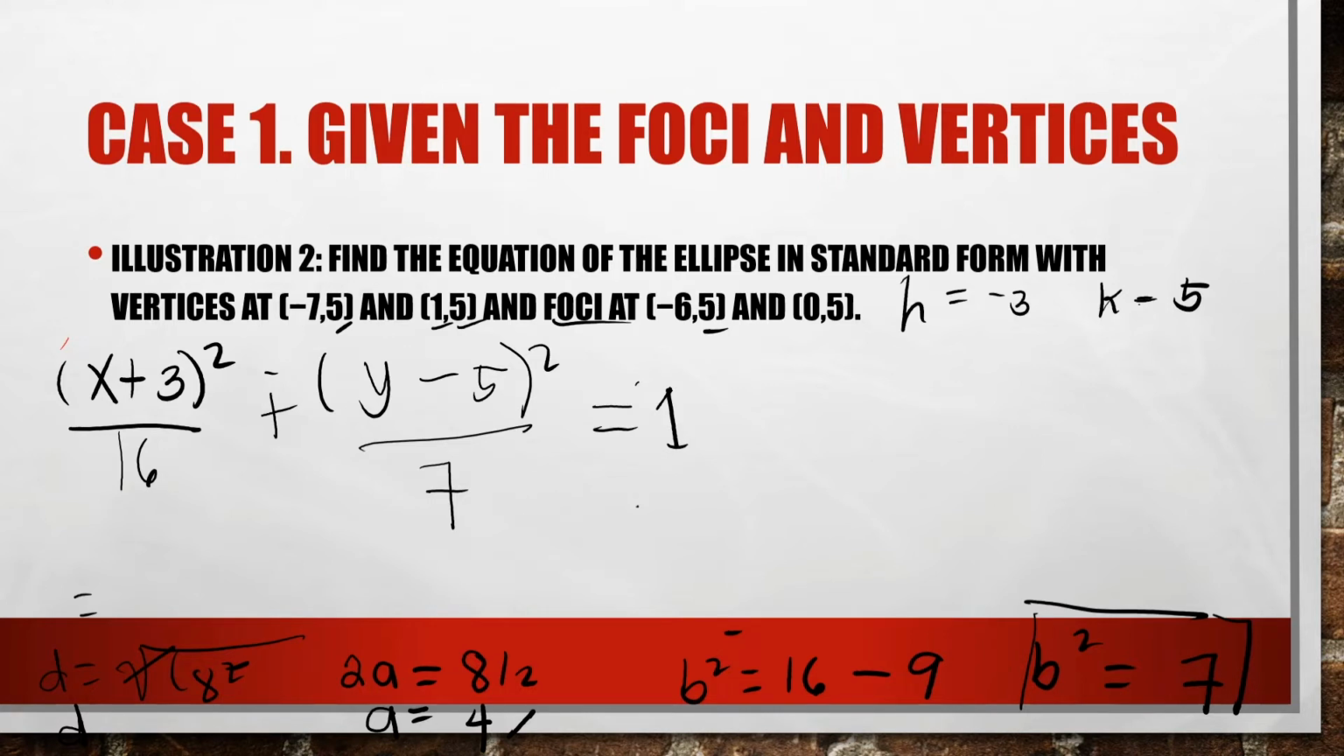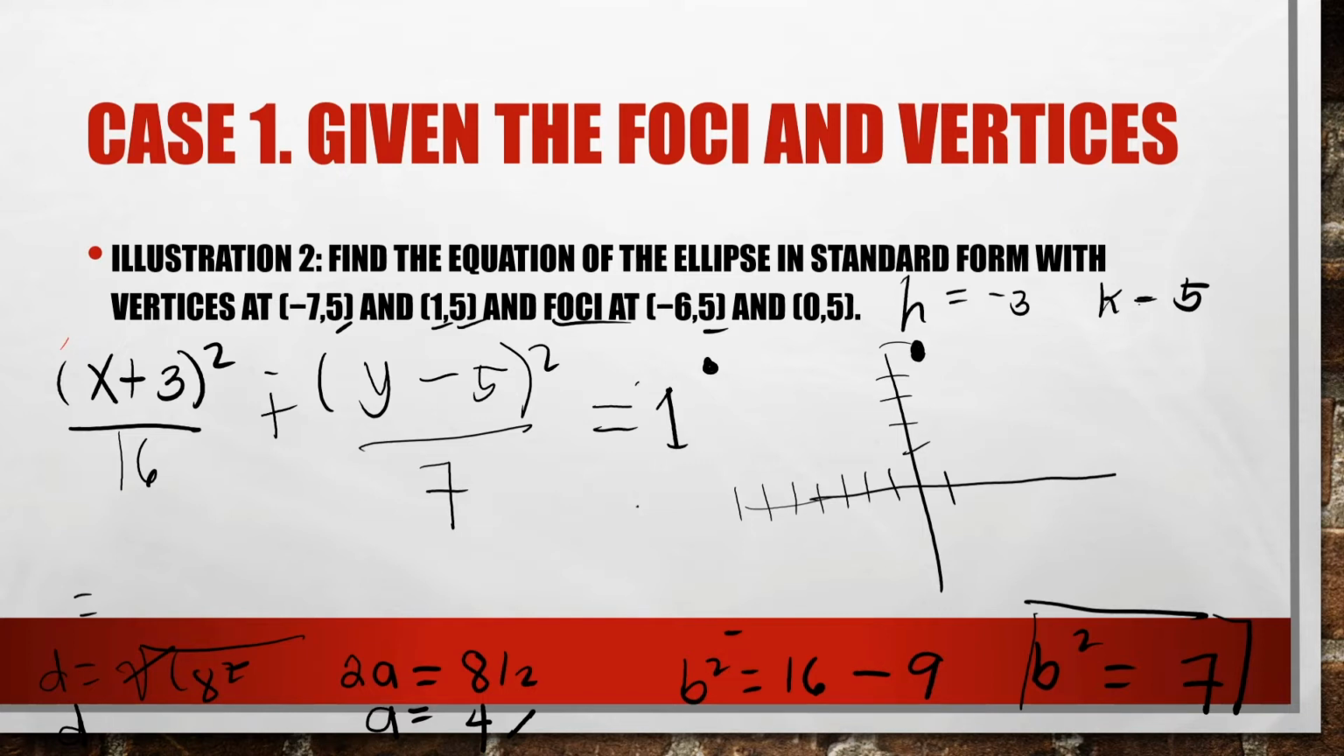So, kung i-graph natin yung mga given na points, so, negative 7, 5, 1, 2, 3, 4, 5, 6, 7. So, 1, 2, 3, 4, 5. So, negative 7 and 5. And then, 1 and 5. So, 1 and 5. Ito yung vertices.